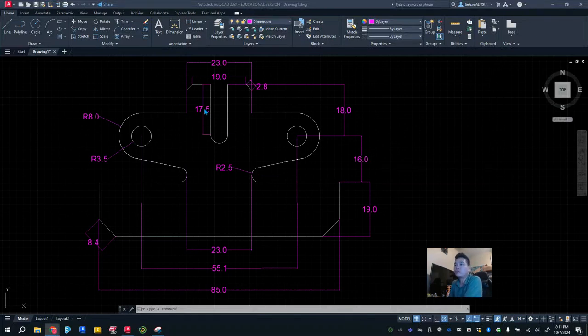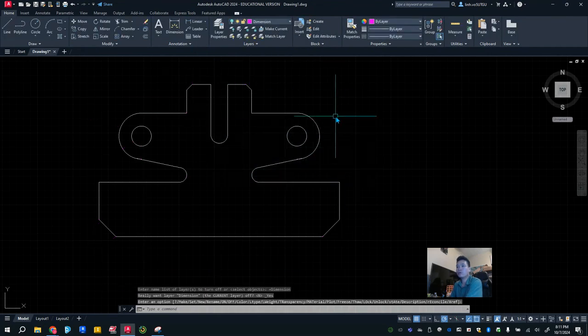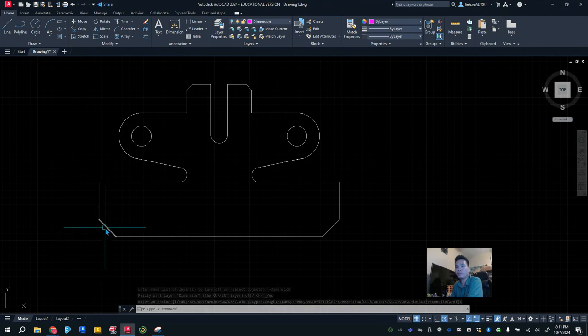All right, so welcome back to another problem here. Let me turn off the dimension so you can see the actual shape. What does it look like? So for this problem here, we're gonna have a couple of skills that we need to look into.